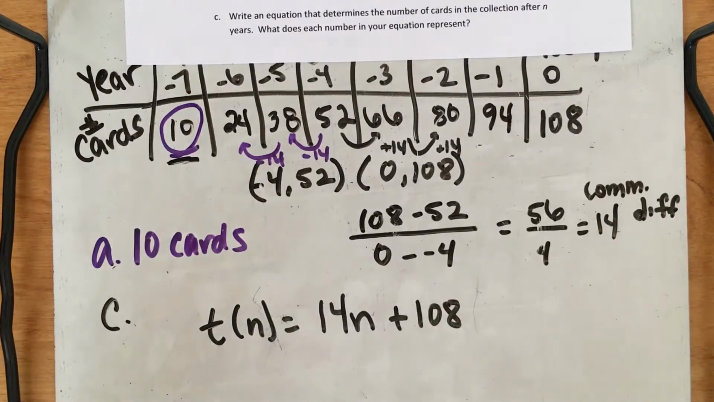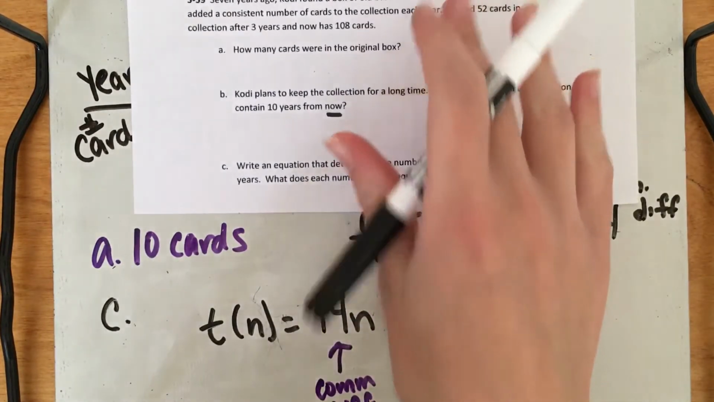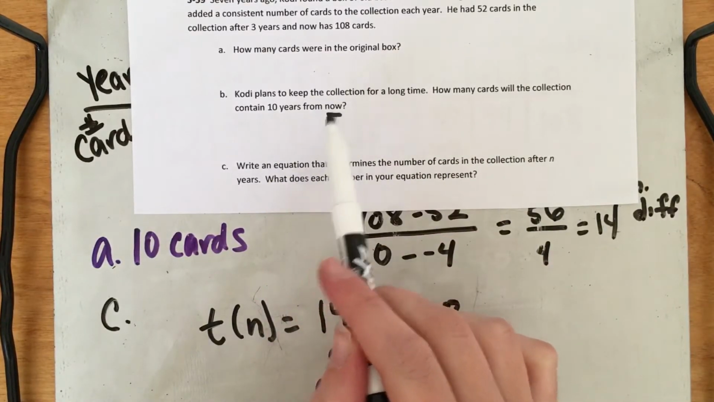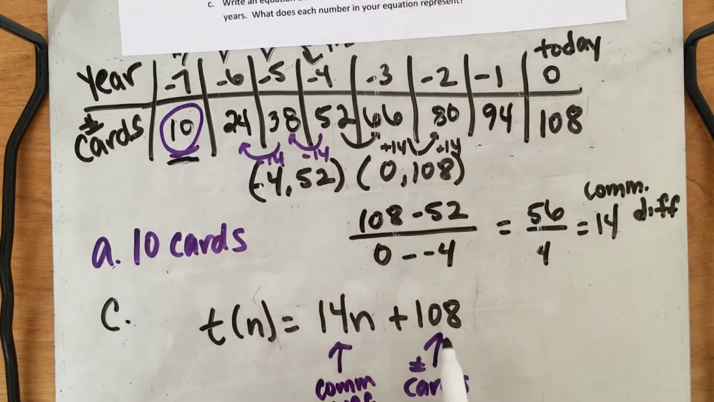So let's just say what each of these things mean. This is the common difference, so how much he adds every year. And this part is how many cards he has today. Number of cards today. And the question wants to know from right now. Okay, so that's for part B. It says Cody plans to keep the collection for a long time. How many cards will the collection contain 10 years from right now? So that's the today spot on our table. So that's why I'm starting with the 108.